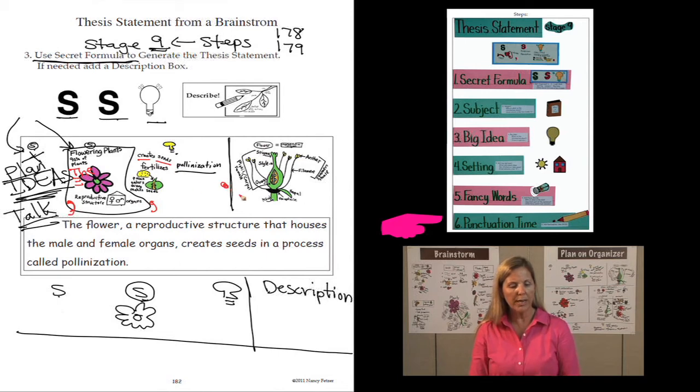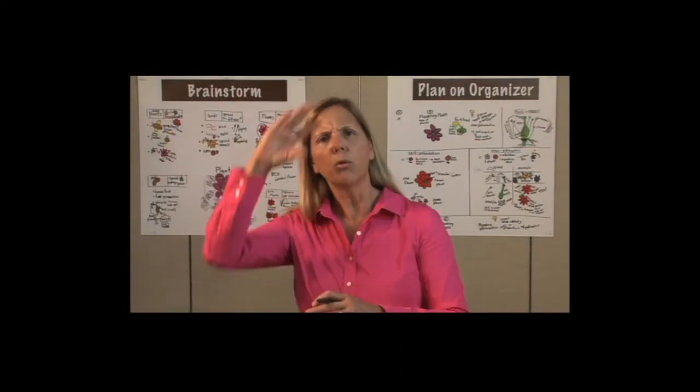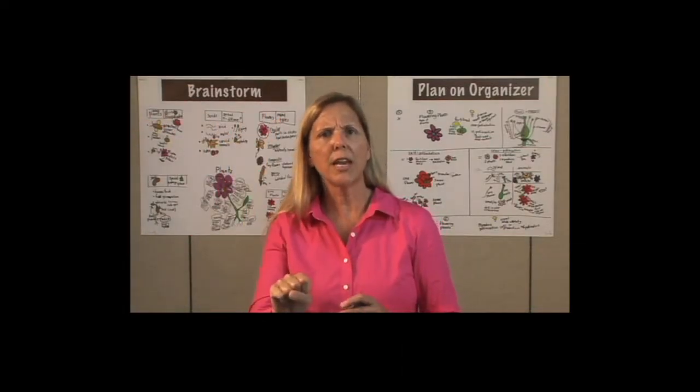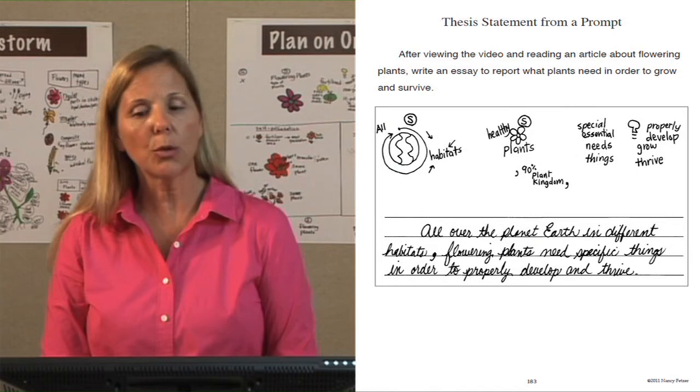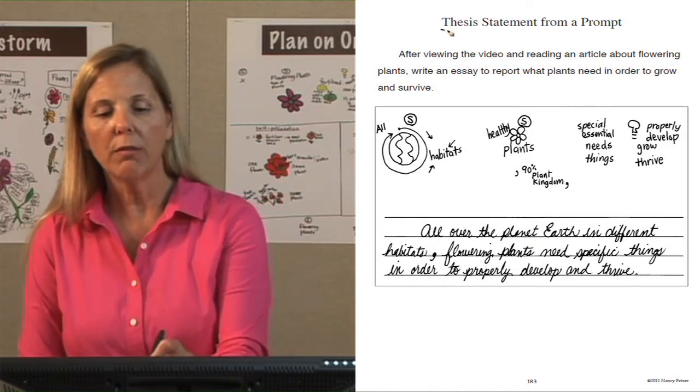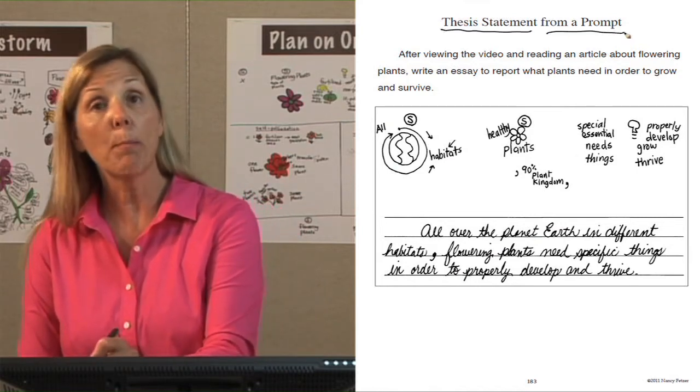And I'll put my period there. So notice I have my punctuation in place. Now that students can orally rehearse and write that down, that's going from brainstorming to thesis statement. Let's go to page 183 to see how we would form a thesis statement from a prompt.